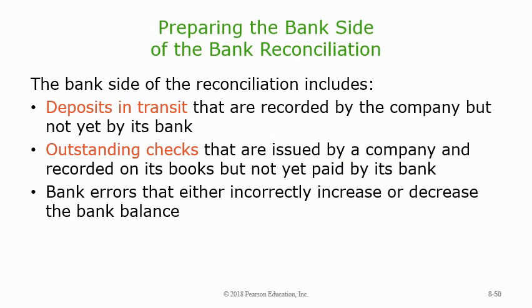So on the bank side of the reconciliation, it'll show deposits in transit. These are recorded by the company, but not yet in the bank. It will also show outstanding checks, the checks that we've written but have not yet been cashed. You will also see any bank errors that have either incorrectly increased or decreased the bank balance.